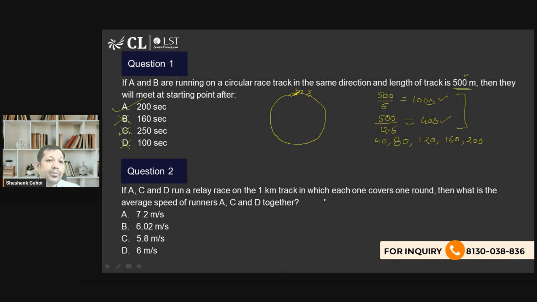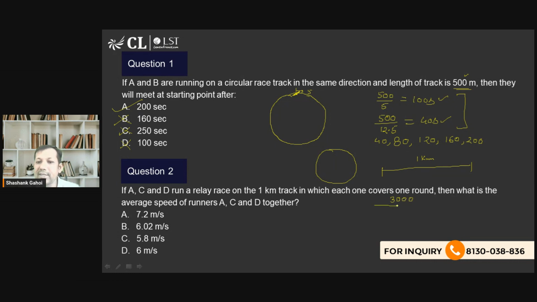Now let's see: A, C, and D run a relay race on the track in which each one of them covers one round. So it is a circular track, and sorry, it's a relay race. So basically, all three of them are going to cover 1 kilometer. Then what is the average speed of the runners? So basically what is going to happen? A is going to cover 1 kilometer, C is going to cover 1 kilometer, D is going to cover 1 kilometer. So all three of them together are going to cover 3 kilometers. So 3 kilometers is 3000 meters.